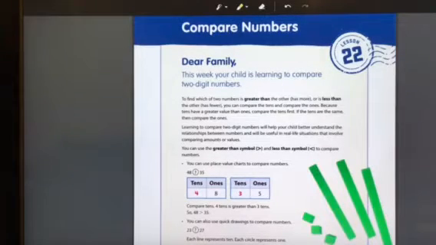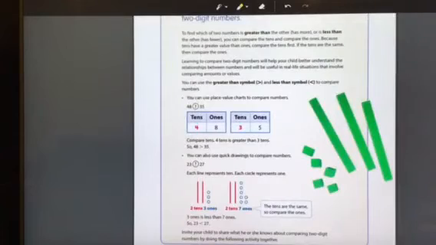As you can see, this is the letter that your child would normally bring home. We are going to be comparing numbers. As you read through the letter, you will notice that the students are now going to be using the greater than and less than symbol. They will still need their manipulatives, their tens and ones blocks or pieces of paper, whatever you've been using to help them. They'll still need those for all of lesson 22 to help them compare the numbers.